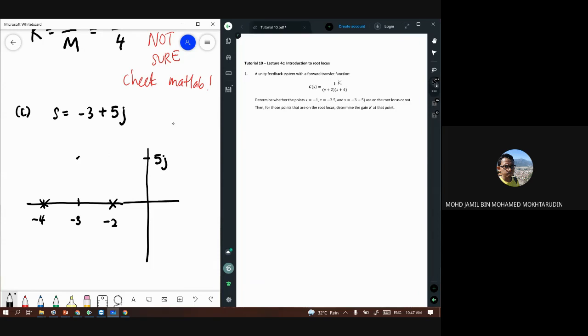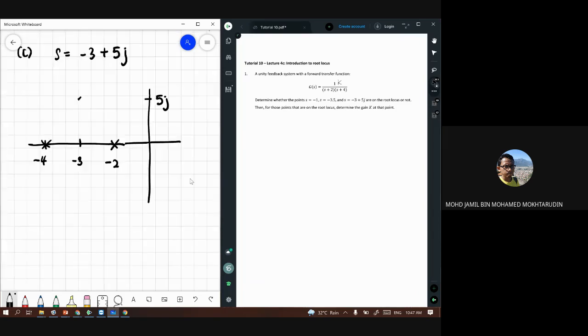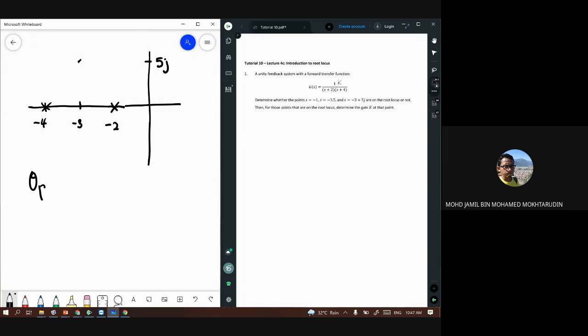Okay, so we want to determine whether this point is on the locus or not. Firstly, we determine the angle. So theta P1 is this angle. We use tangent inverse of 5 over 2, which is 3 5 over 2 5 over 1.